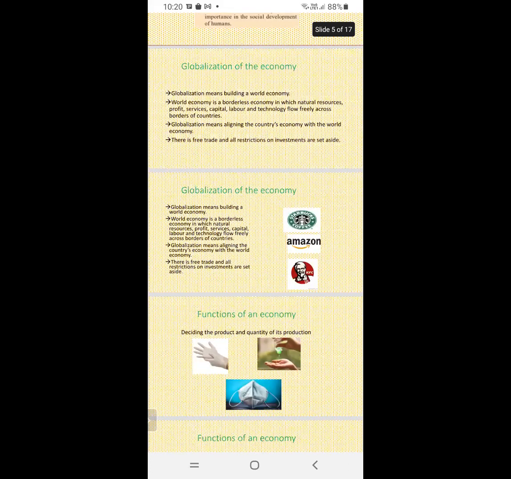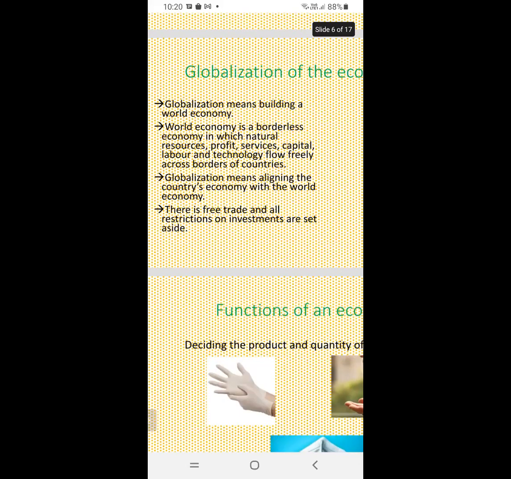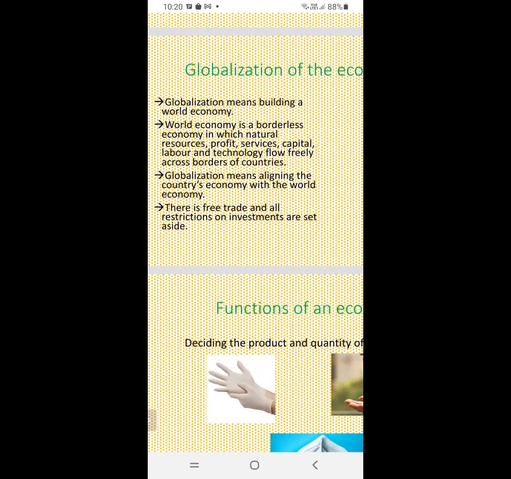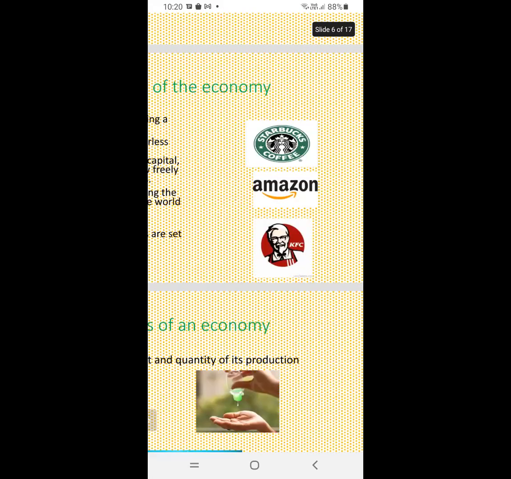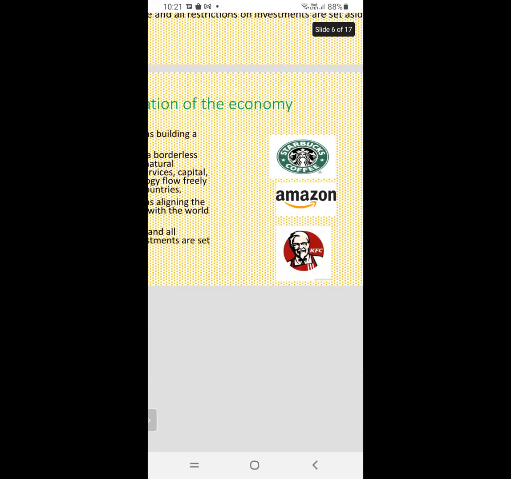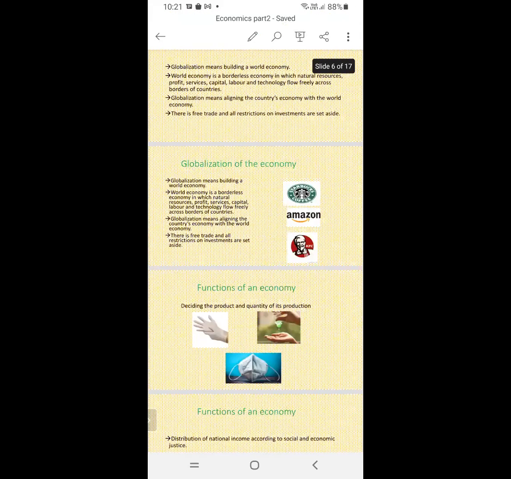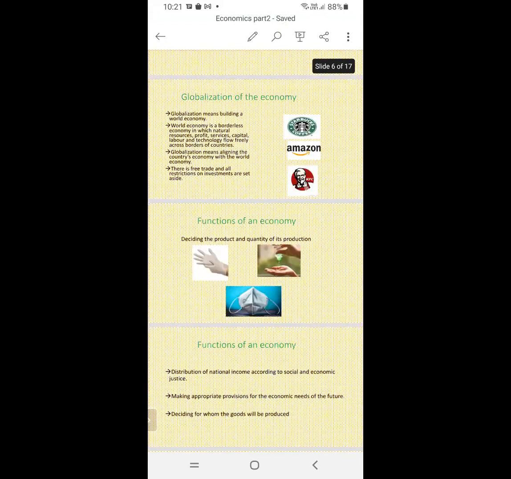Borderless means aligning the country's economy with the world economy. So we can buy and sell our goods with any other countries. Like world-level brands, KFC, Amazon, Starbucks coffee, they have branches all over the countries. Already I explained the functions of our economy.